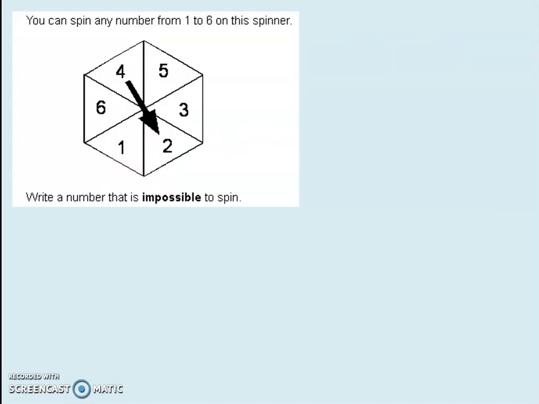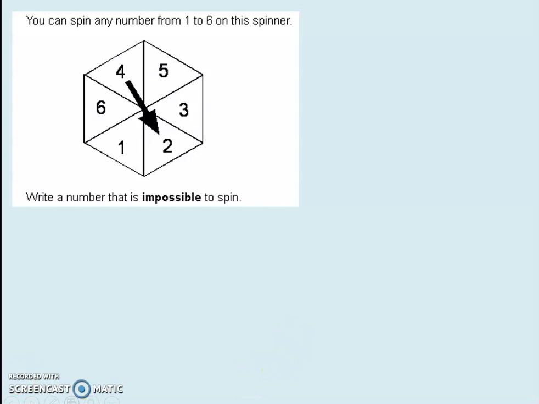So, if the numbers are represented as a probability, it can be between the numbers 0, which is impossible, and 1, which is certain. You can represent it in the form of a fraction or decimal.